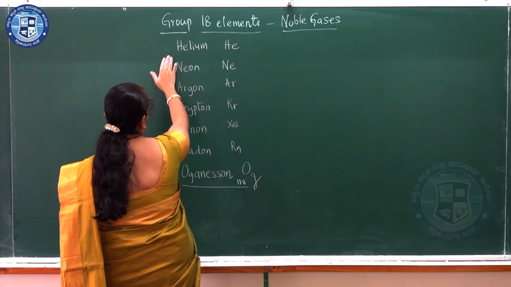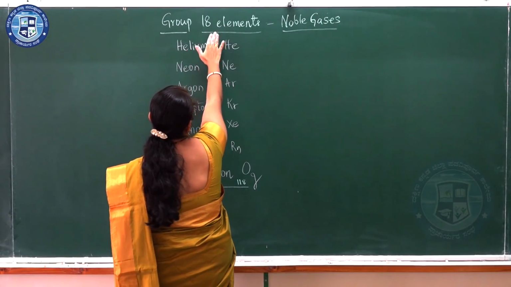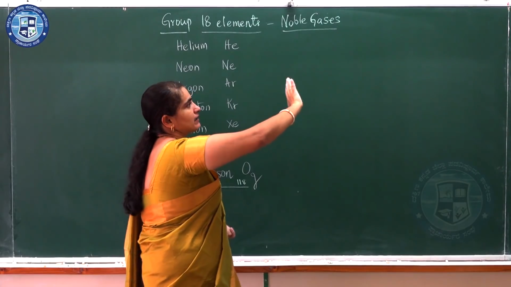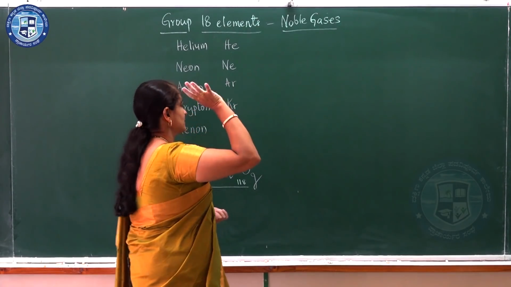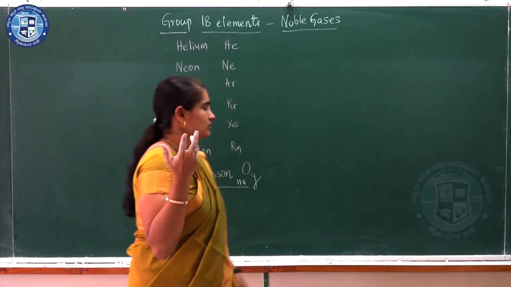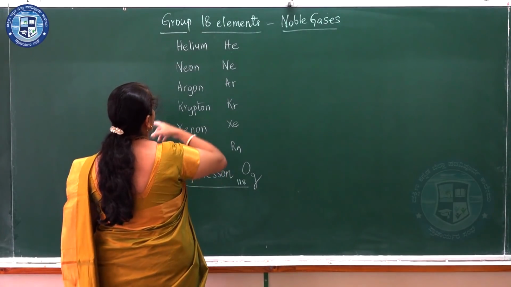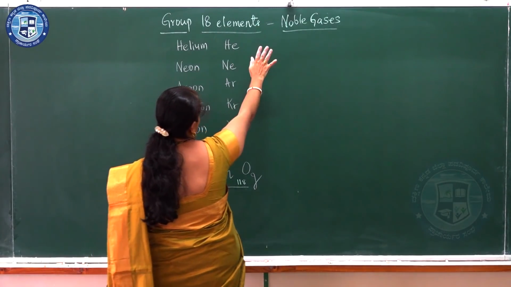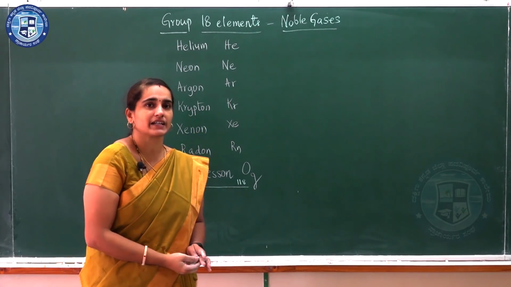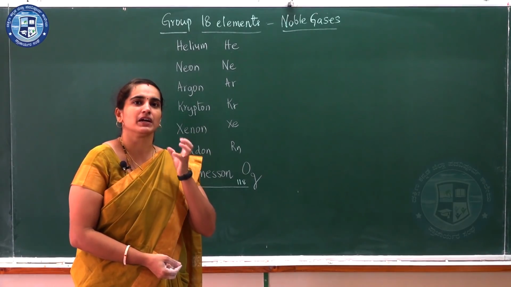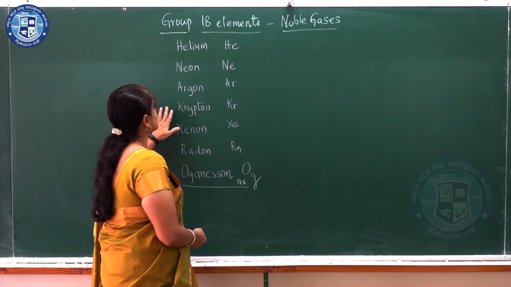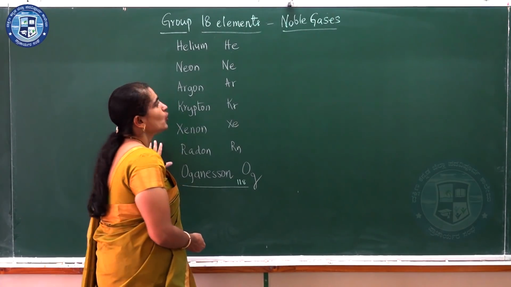Now see, these are the noble gases, which come in group 18 of the periodic table, placed at the extreme end of the periodic table. I hope you have seen a periodic table, so just recall where exactly it is placed. They are called noble gases because of their zero reactivity. They are also called rare gases, since they are present in minute quantity. Now we shall see some of the properties of these noble gases.